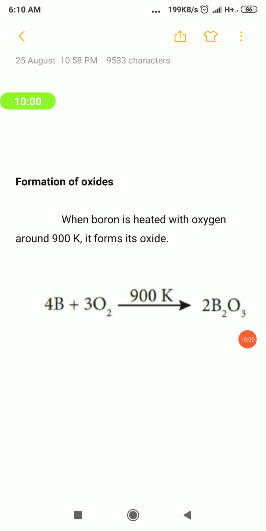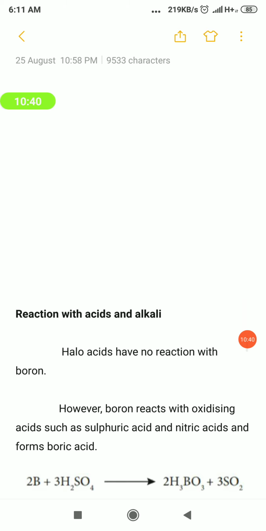Oxides means any element reacting with oxygen will be called oxides. So that we are going to see. B is the formula for boron. When boron is heated with oxygen at around 900 Kelvin, the temperature is high here also. We have seen it's less reactive, but it shows high reactivity at higher temperature. So when boron is heated with oxygen at around 900 Kelvin, it forms boron oxide: 4B plus 3O2 gives 2B2O3. The formation of oxides is completed.